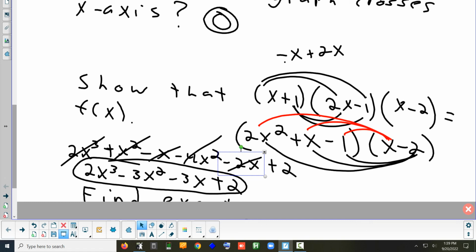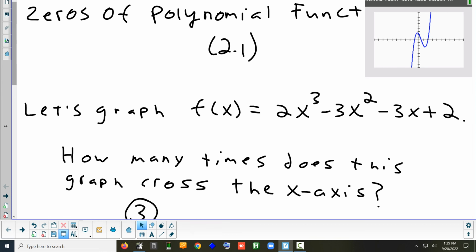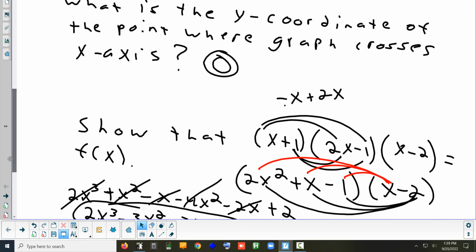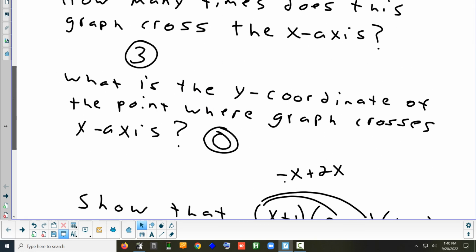Go back up and look at what we started with: 2x cubed minus 3x squared minus 3x plus 2. So we just proved that what we wrote in those parentheses is exactly the same thing as what we had up above. So the question is, why do we care about writing it this way compared to writing it the way it is up there?